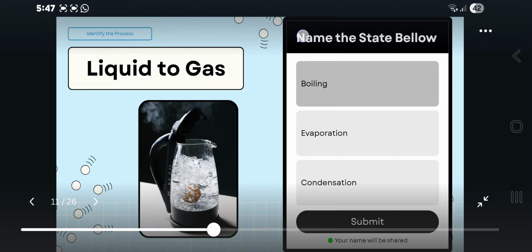Whenever you have a pan, we boil some water and steam comes out. It is called evaporation, I know, but the word boiling can also be used. The correct answer is boiling.